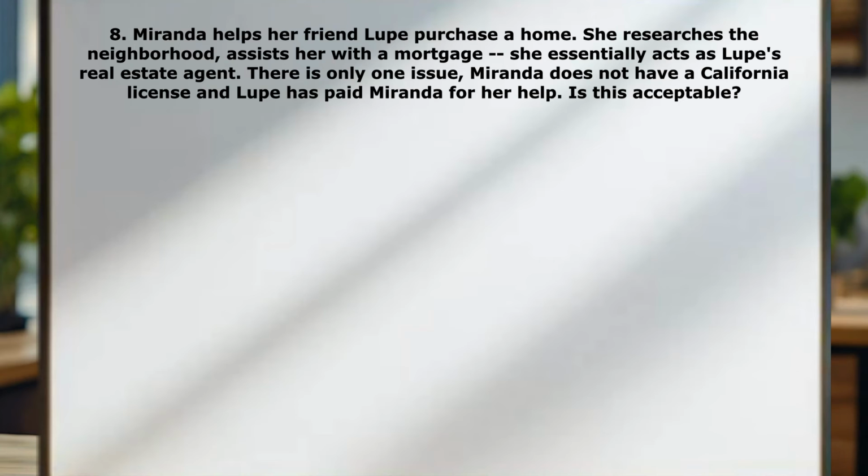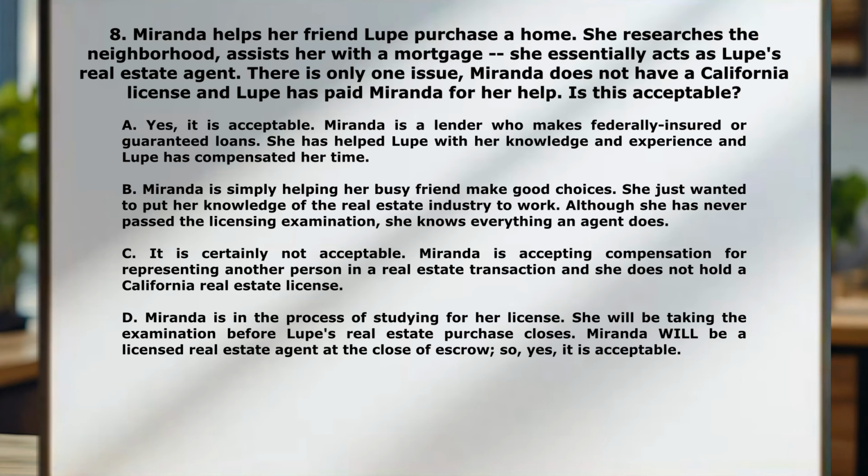She essentially acts as Lupe's real estate agent. There is only one issue. Miranda does not have a California license, and Lupe has paid Miranda for her help. Is this acceptable? A. Yes, it's acceptable. Miranda is a lender who makes federally insured or guaranteed loans. She has helped Lupe with her knowledge and experience, and Lupe has compensated her time.